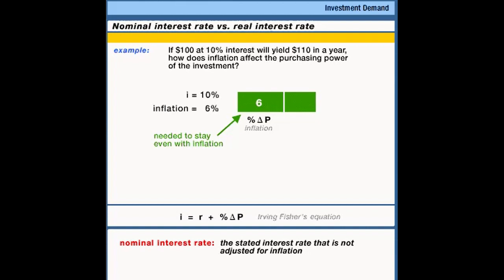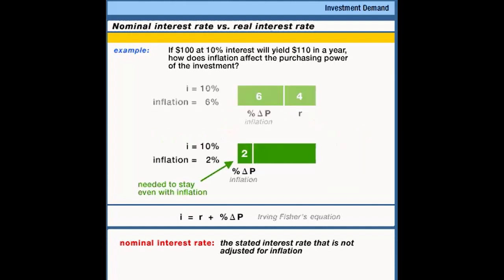So, is 4% enough to get you to save? Maybe, maybe not. Let's see if we can make the deal any better. Suppose that 10% interest occurs in an environment that has only 2% inflation. That means the rate of change in the level of prices is now only 2%. Well, that means that of this 10%, it takes 2% to keep you even with inflation, which means that the real interest rate now is 8%. You got an 8% increase in your purchasing power.